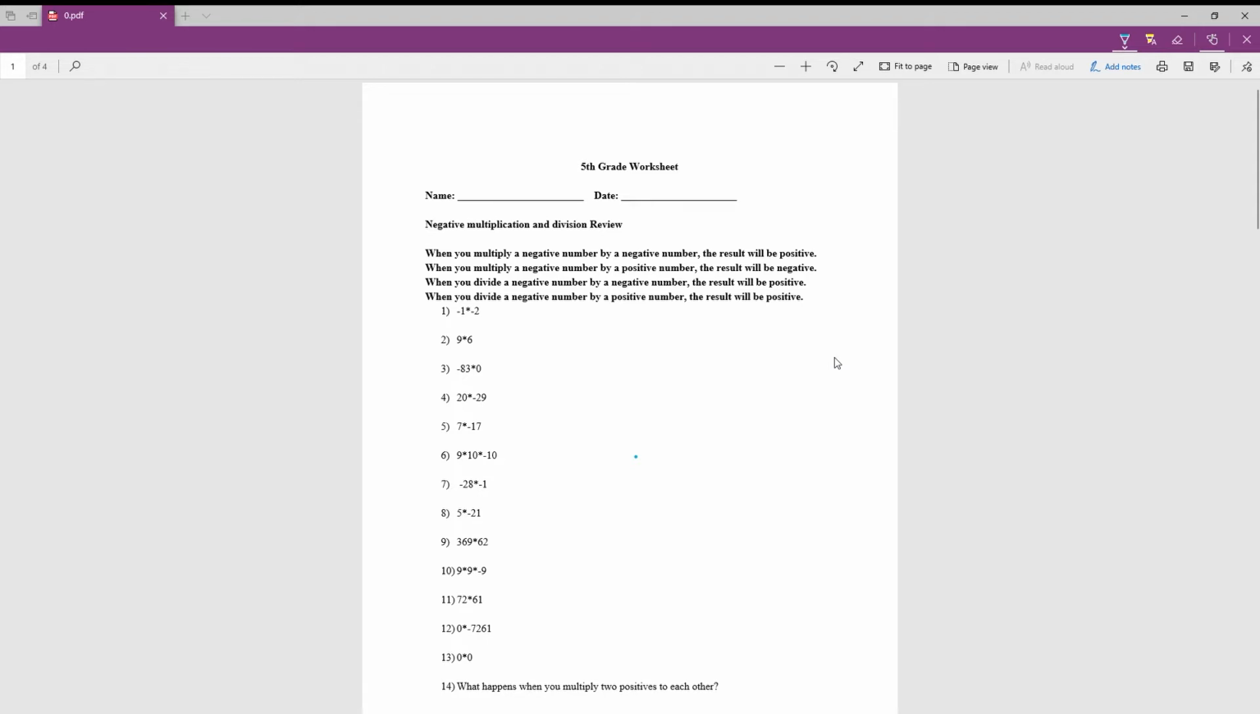When you divide a negative number by a negative number, the result will be positive. And when you divide a negative number by a positive number, the result will be positive. Now this should be fairly easy since this is a review, meaning you guys have already covered this and you should know this already. So none of you should have too much trouble.